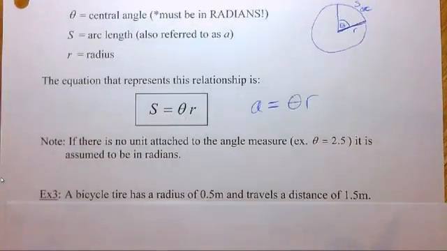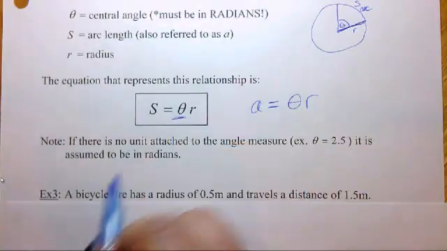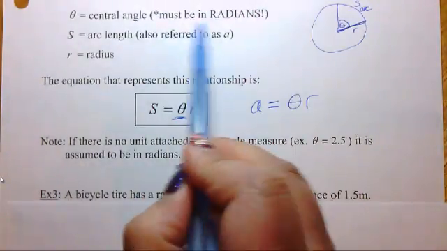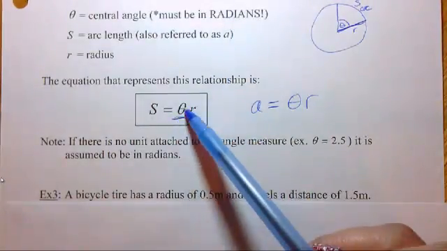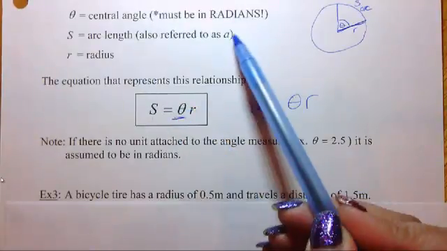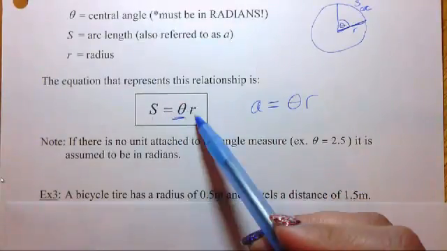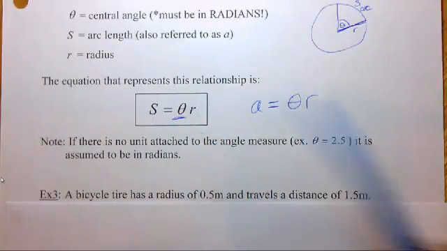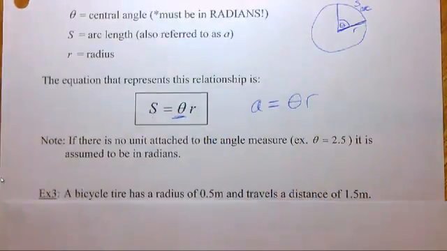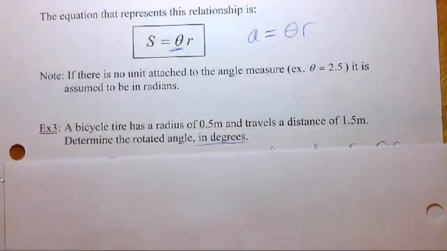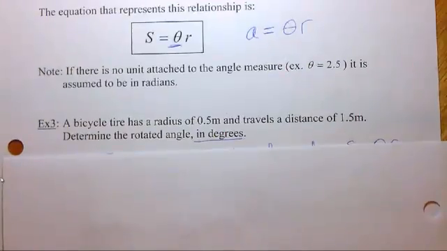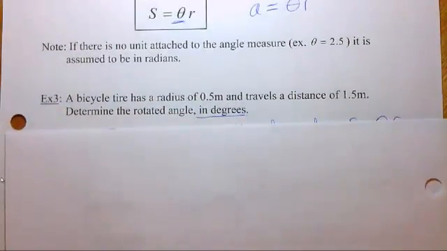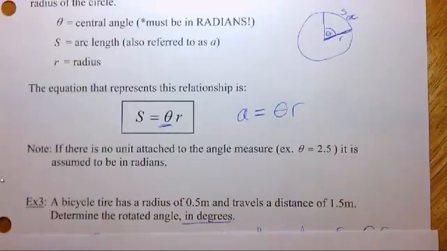One thing you have to keep in mind that's really important is that this angle that's here is in radians, or it must be in radians. If you're putting it into the equation, you have to use the angle in radians. If you are solving for theta using this formula, it's going to give you the answer in radians. So something to keep in mind. All right, now a bicycle tire has a radius of 0.5 meters and travels a distance of 1.5 meters. Determine the rotated angle in degrees. So that's this angle right here that we're talking about.